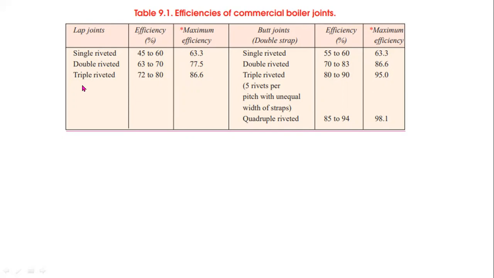Now, for triple riveted butt joints, the efficiency is 72% to 80%. Okay, it lies between 72% and 80%. Maximum efficiency is 86.6%. Okay, these are the joint efficiencies. Sorry, these are the butt joints, not the lap joints.